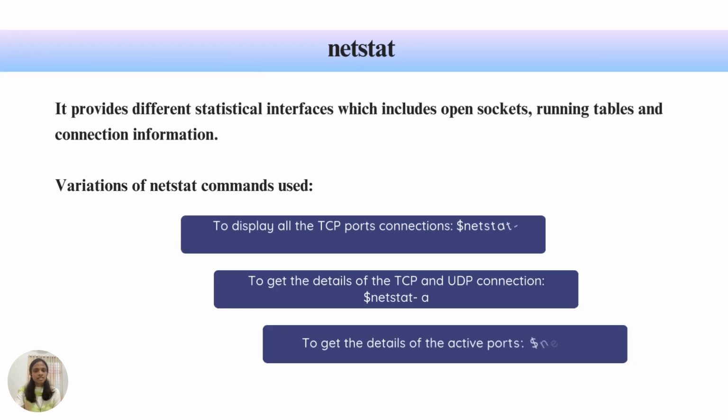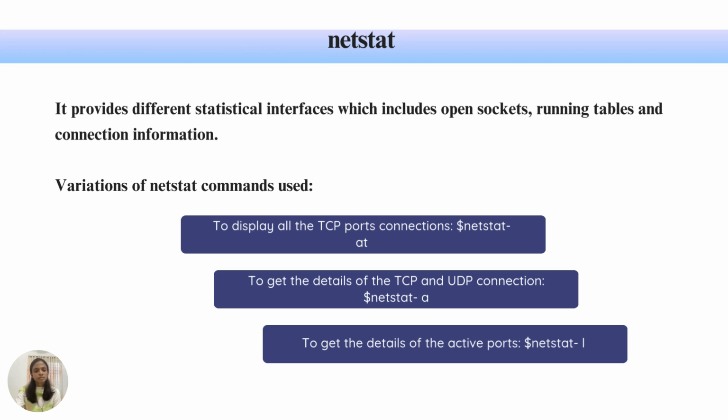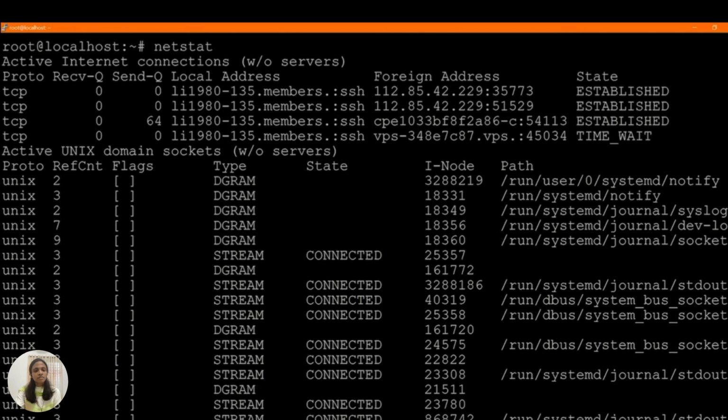Now we have netstat. Netstat displays network connections, routing tables, interface statistics, etc. Variations of the netstat command include netstat -at, which involves TCP port connections; netstat -a, which involves the details of TCP and UDP connections; and netstat -l, which shows details of the active ports. Now we have the visual representation of netstat, where we can see the active ports and listening ports, and what protocols and different connections are on and active in our machine will be shown by the command.